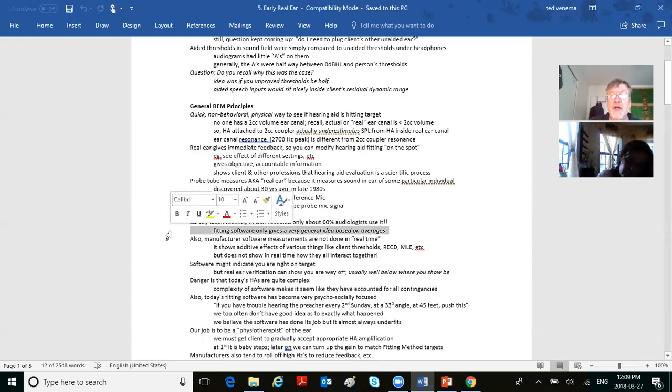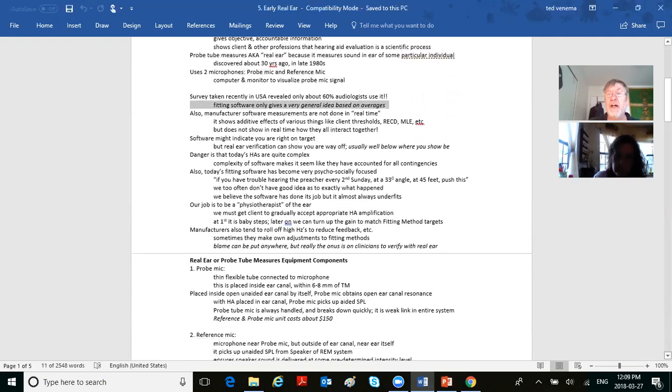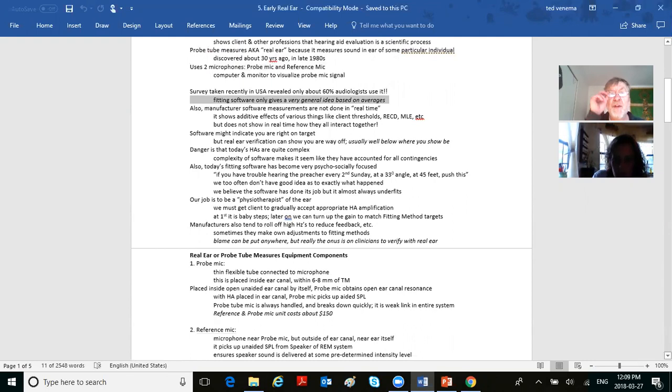Your fitting software on hearing aid fitting software, look where this is grayed out and highlighted. Your fitting software only gives you a very general idea. It's based on averages. You need to follow up with real ear to finish the job. Let's face it, the manufacturer's job is not to fit their hearing aids. That's our job. Their job is to sell us their hearing aid and to get us into the ballpark with their fitting software. But we have to finish the job by doing real ear, because the fitting software that they provide only gives you a general idea based on averages.